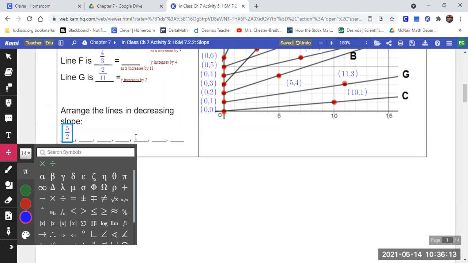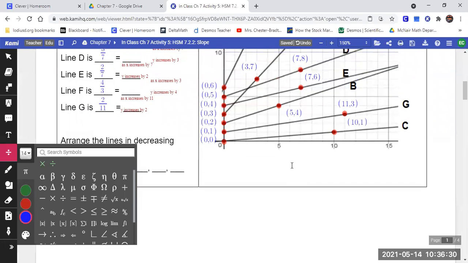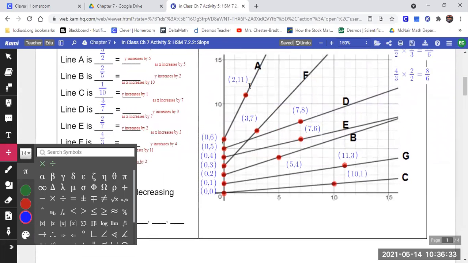F was my next one, right? That's 4 over 3. So we're getting smaller. We're going from super steep and going downward, so it gets flatter and flatter and flatter. So A is the highest. It's the one that's almost just straight up and down. F is the next sharpest, right?